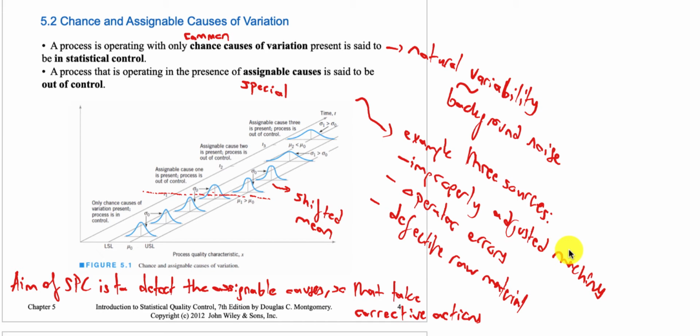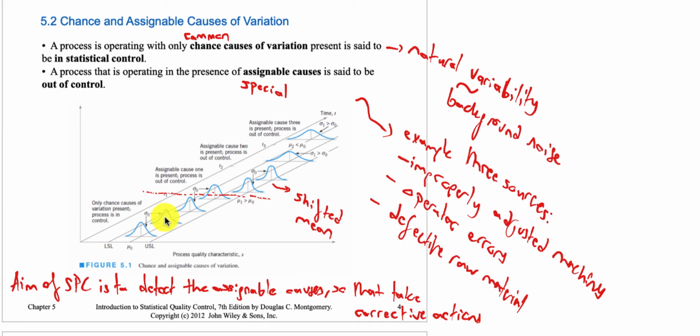Chance causes mean the random causes, and they are inherently in the process, so we cannot do anything about them. And if there are just common causes present in the process, it means the process is in statistical control. But besides common causes, if we have assignable causes as well, it means that our process is out of control. Why? Let's look at this figure.